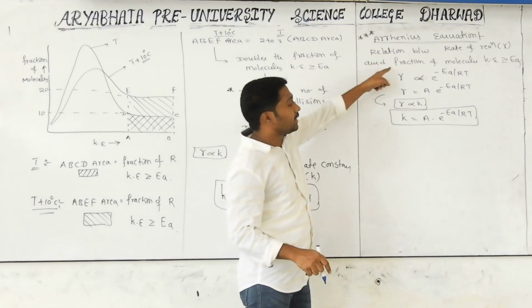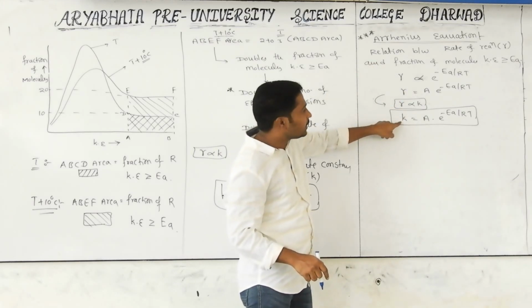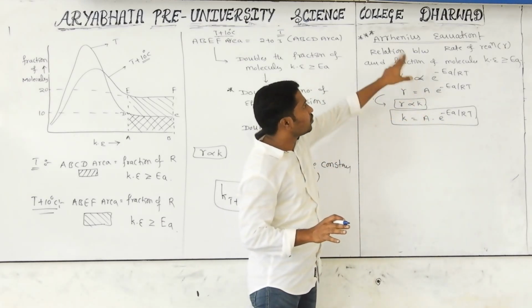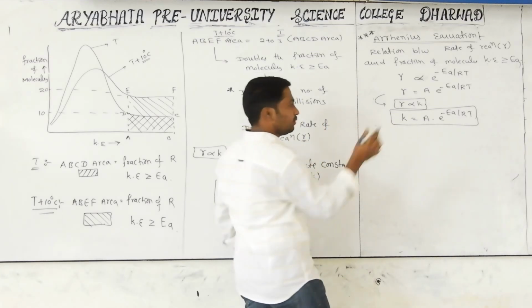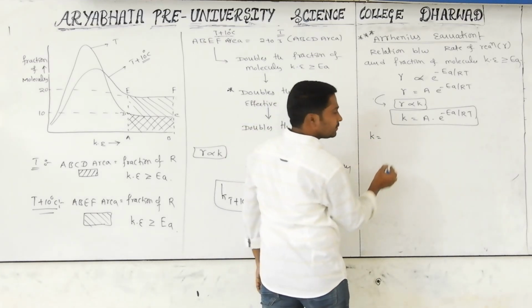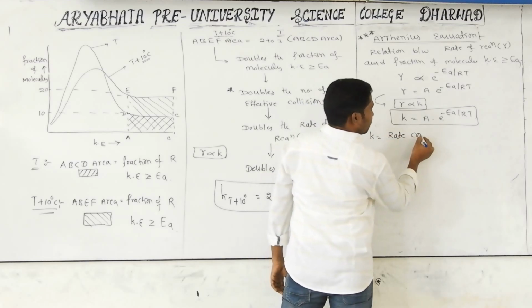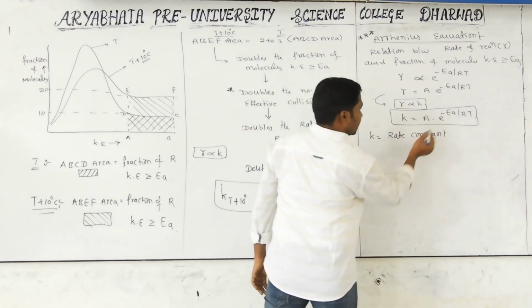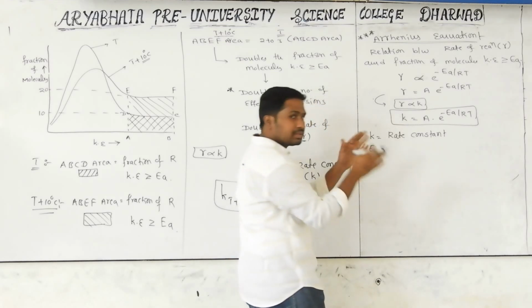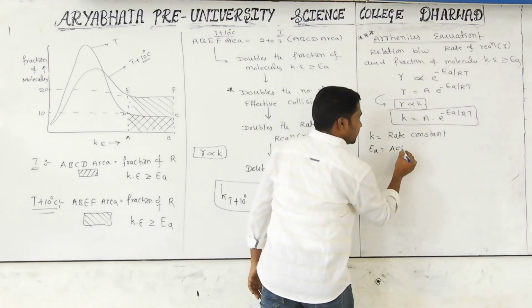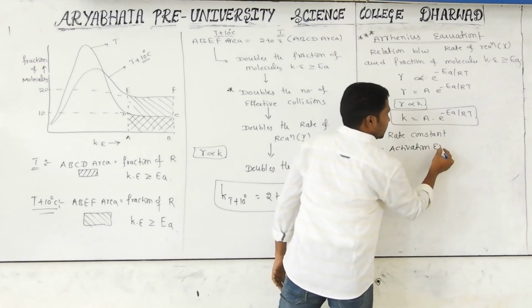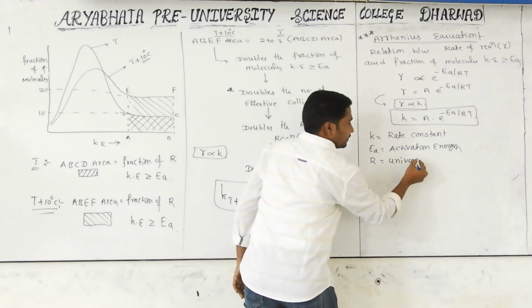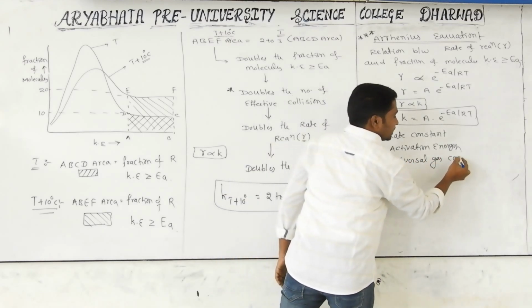We started with rate and fraction, but finally we got a relation between the rate constant and the fraction of molecules. K is equal to A into e power minus Ea by RT is called the Arrhenius equation. But what are the terms in that? K, we know very well, is the rate constant or velocity constant, also called the specific reaction rate. And Ea, as I showed in the previous diagram, is the activation energy. And capital R means the universal gas constant.